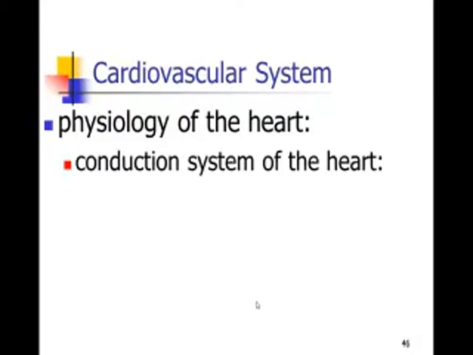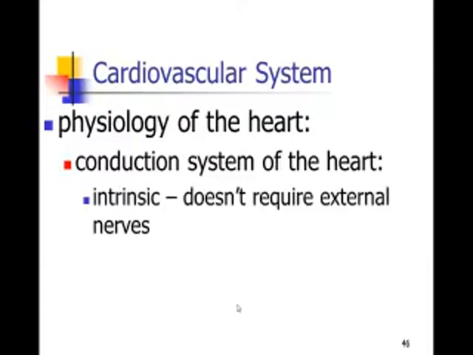Okay, we'll talk a little bit about the physiology of the heart. We did the anatomy now. There's a conduction system of the heart that helps spread impulses throughout the heart so that the cells in any one chamber can all contract at the same time. This is beneficial because it means that the heart is much more efficient as a pump. It's an intrinsic system. It doesn't require external nerves.